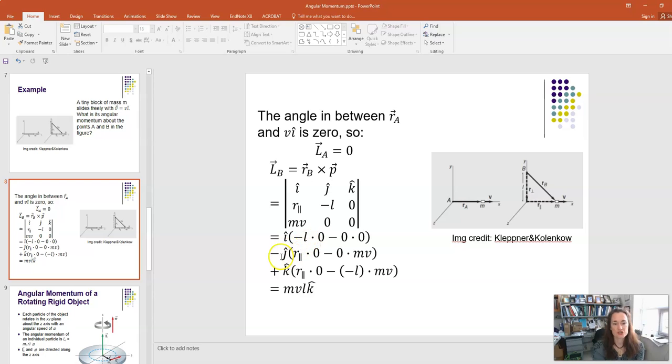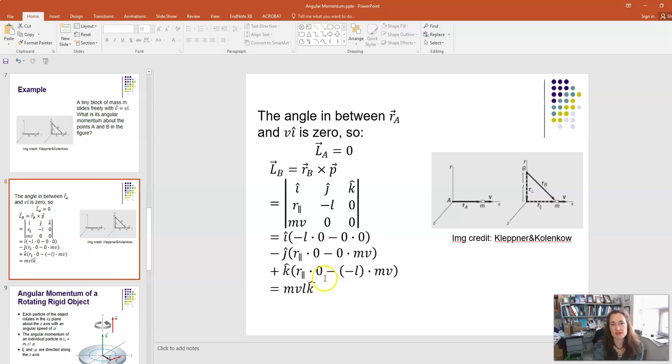And then we move on to the j hat component. It's minus j hat times, and then cross out the second column in the top row, leaving you with the 2 by 2 determinant r parallel times 0 minus 0 times mv. And so that gives a 0 j hat component for this bit. And then we move on to the k hat component. It's plus k hat, crossing out the third column in the top row, leaving the 2 by 2 matrix, r parallel times 0 minus minus L times mv. This is the only part that doesn't give us a 0 value. So what we end up with is k hat times mvL. So mvL k hat, and that's our resulting angular momentum.